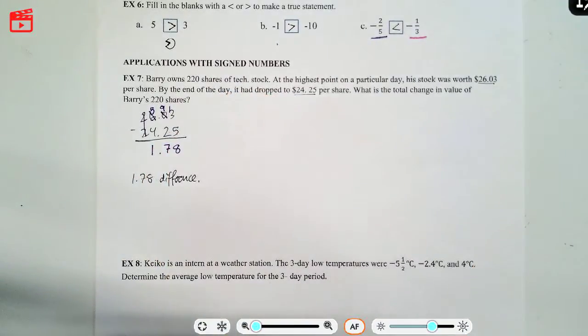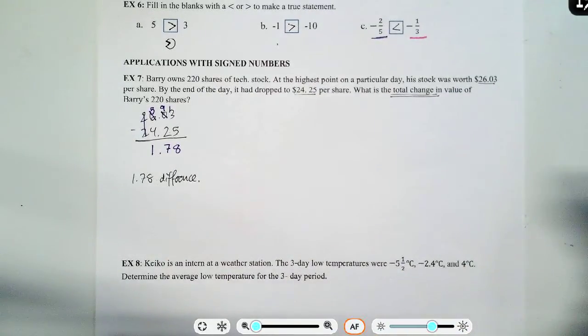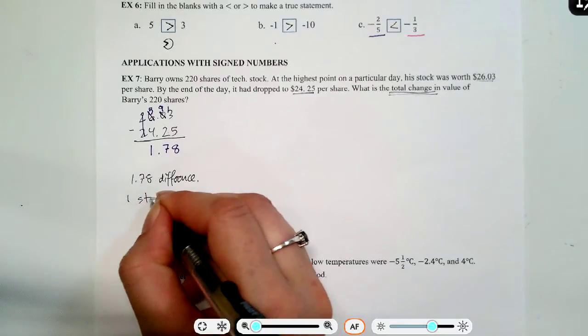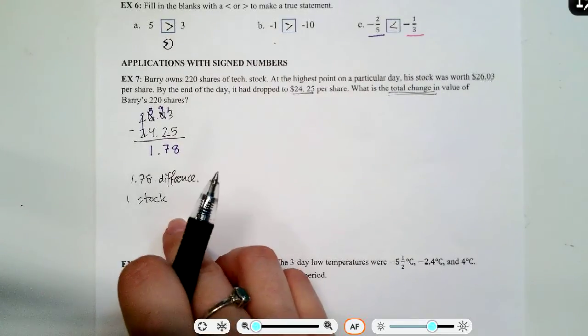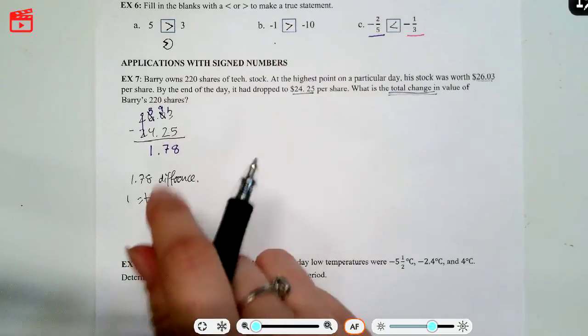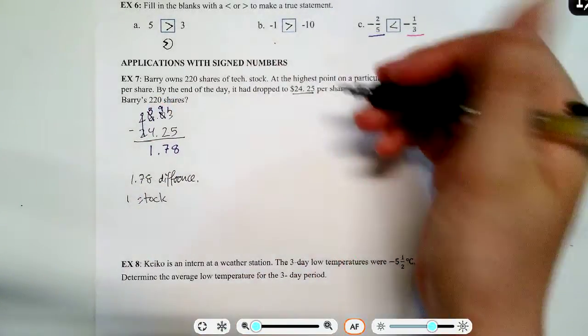But that's not the total change. He wants to know the total change for all of his stocks combined. And that's just the change for one stock. So how do you find out the total? Well, each stock has a $1.78 difference, which means I need to check what 220 times 178 is going to be.